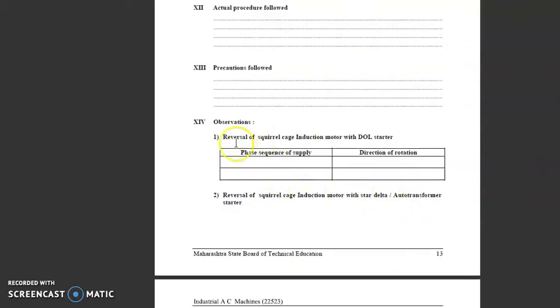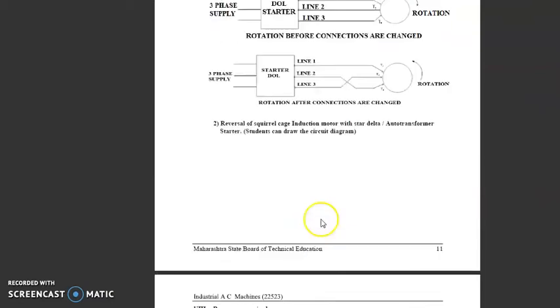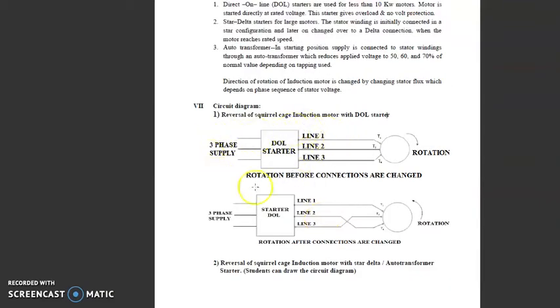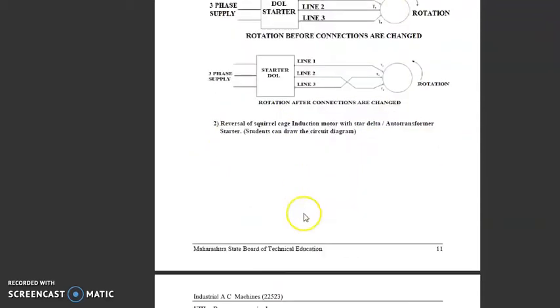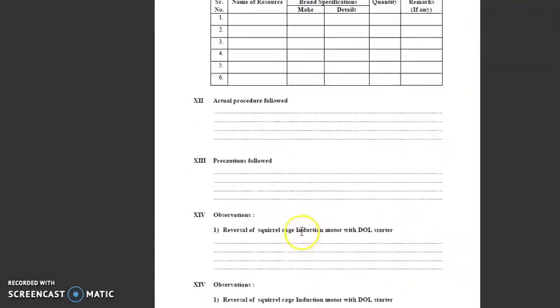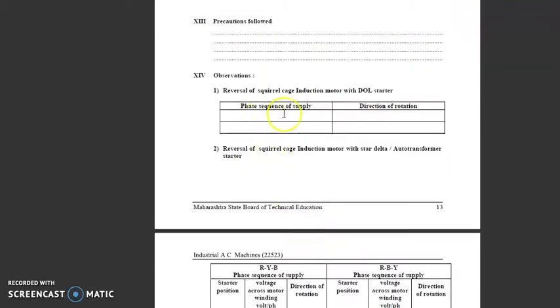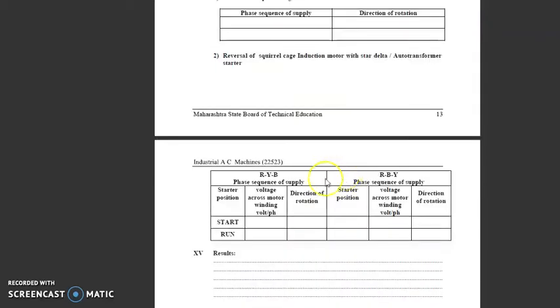That means you should connect such circuit connections and check the direction of rotation. In similar cases, suppose previously I am considering it is an RYB phase, we can check the direction of rotation, and again you can check the changes. Similarly for the reversal of squirrel cage induction motor with star delta or auto transformer starter.